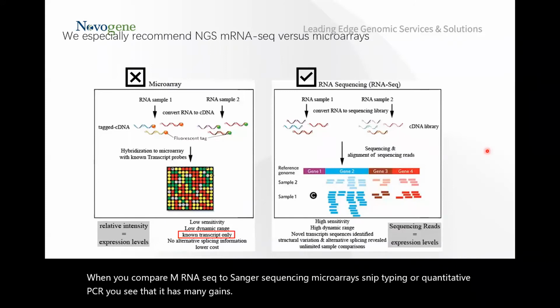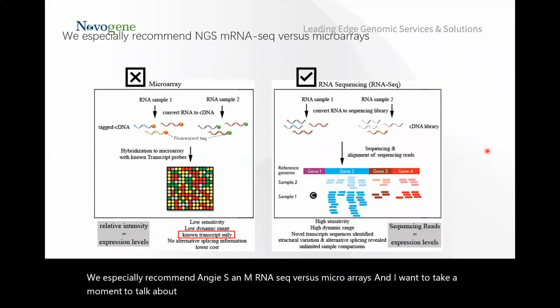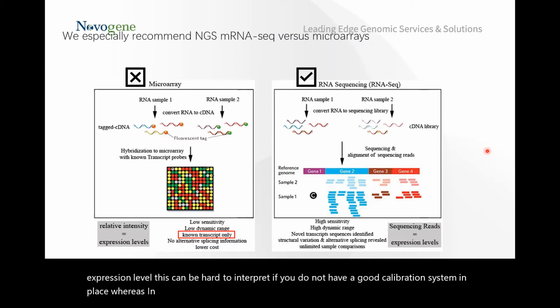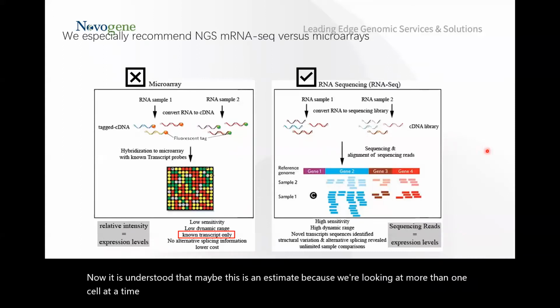We especially recommend NGS mRNA-Seq versus microarrays, and I want to take a moment to talk about this. In microarrays, the relative intensity is considered to represent the expression level. This can be hard to interpret if you do not have a good calibration system in place. Whereas in mRNA-Seq, the sequencing reads count as the expression level. Now, it is understood that maybe this is an estimate because we're looking at more than one cell at a time in both of these methods, but counting sequencing reads is more secure for many investigators than using relative intensity.